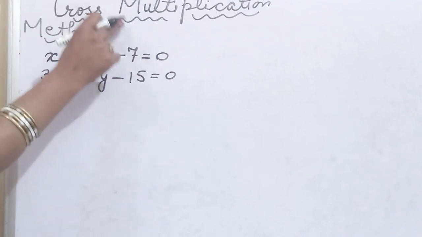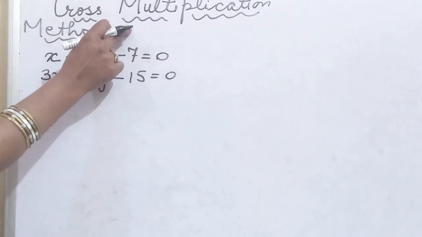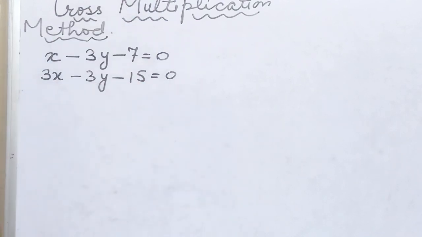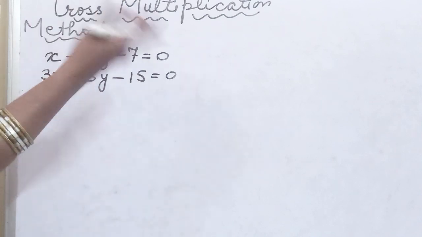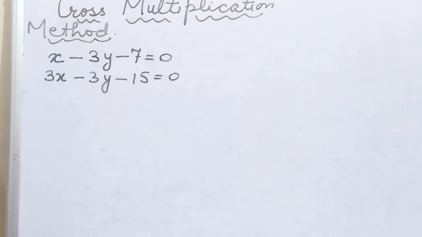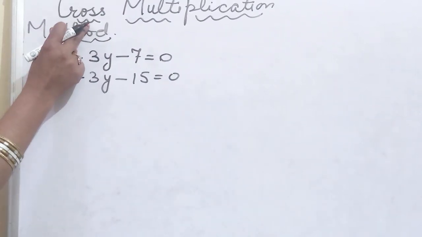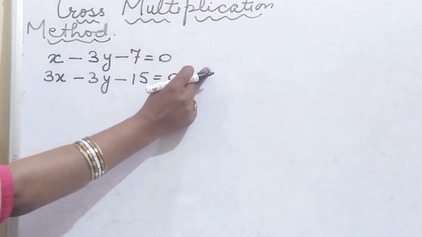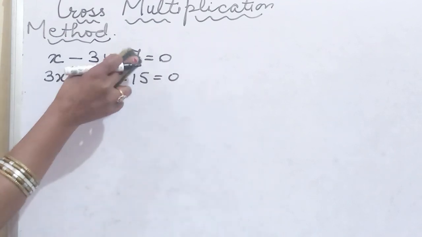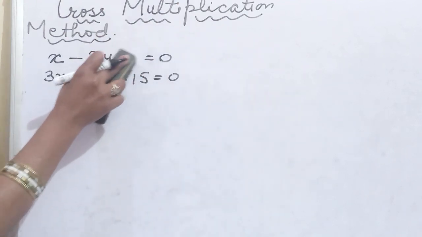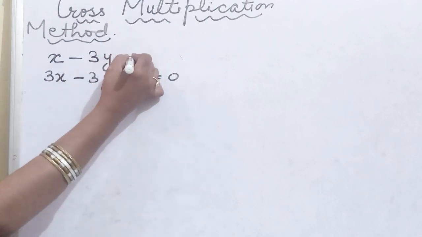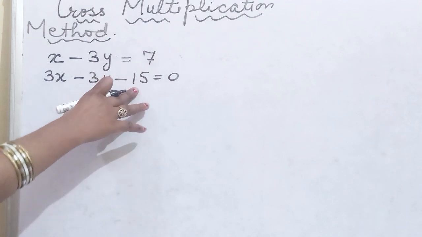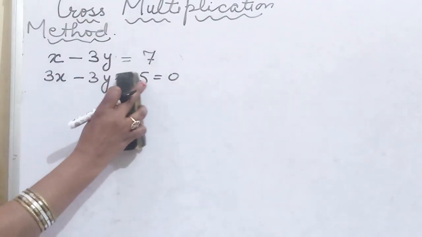If the question is asking for the cross multiplication method, you have to apply this method. Otherwise, the board will not give you the marks if you solve the equations by any other method. So, for applying this method, first we have to take these constant terms to the right hand side. If I take minus 7 to that side, it becomes 7, and minus 15 becomes 15.